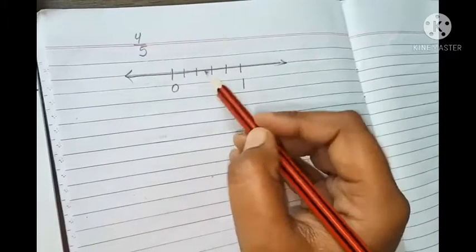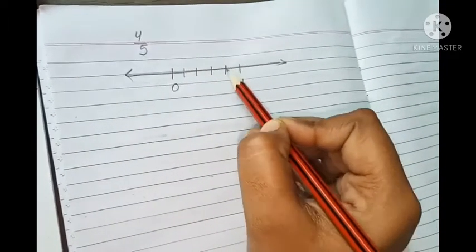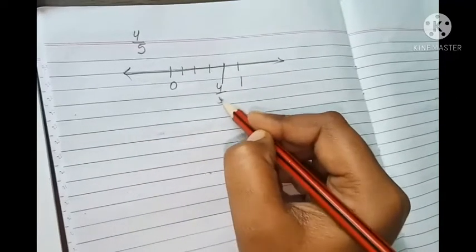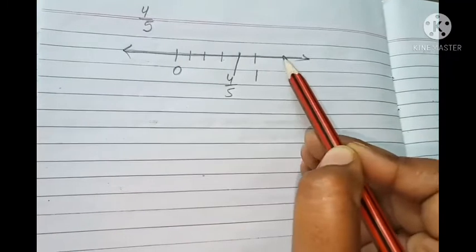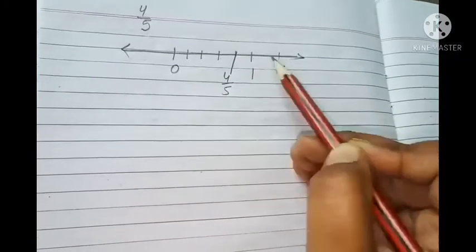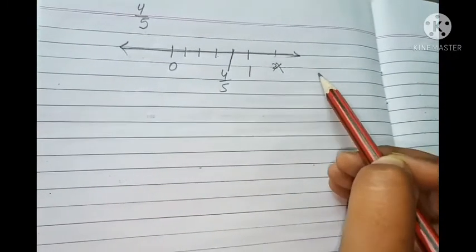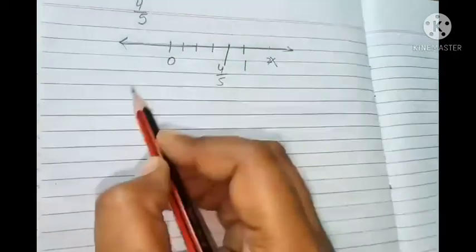Now you need to represent 4. 1, 2, 3, 4. This fourth part will be your 4 by 5. Beta, always keep in mind these blocks should be the same. You cannot write 2 here. You need to give proper spacing to write 2. Okay? Now let me just take another one.